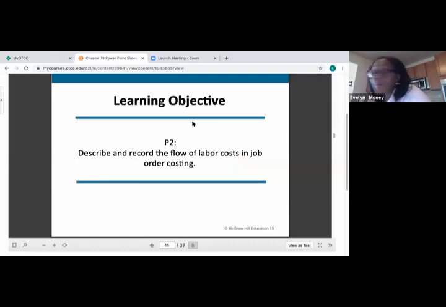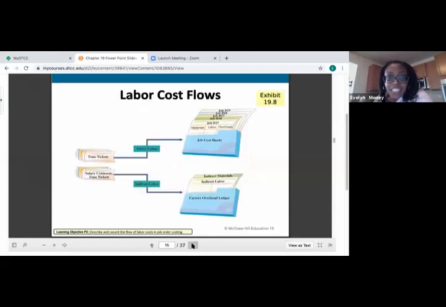All right, and we're going to slide 26, so we're almost there. We're almost to the end of today's session in terms of slides. Now let's look at labor, because materials had a bunch of different source documents. With labor, it's not as bad.